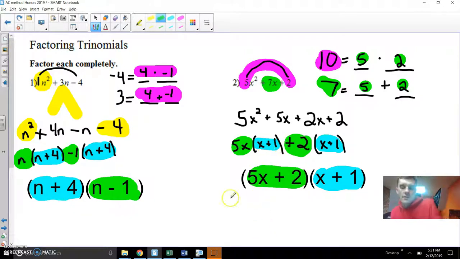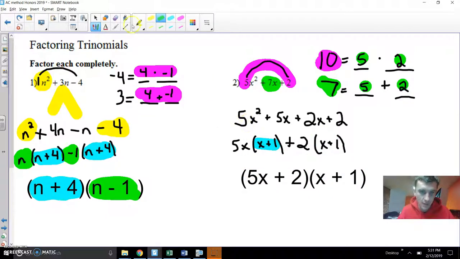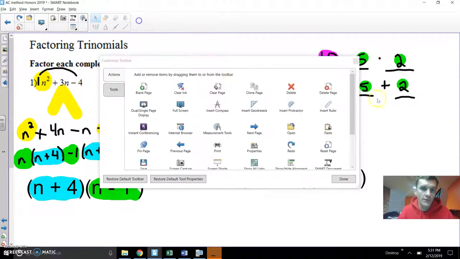So the way that you know you did this correct is you could just multiply all these together to see if it's what you had to begin with.